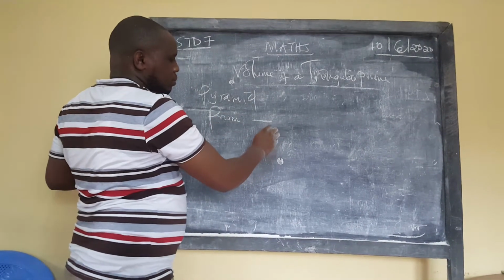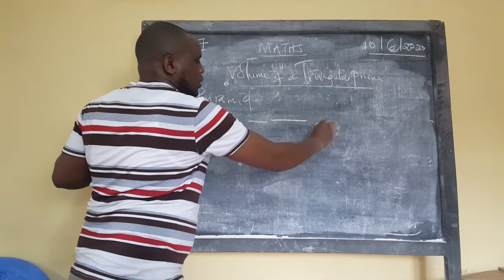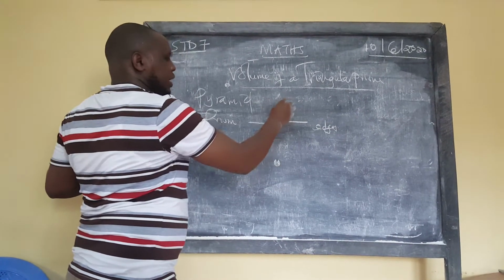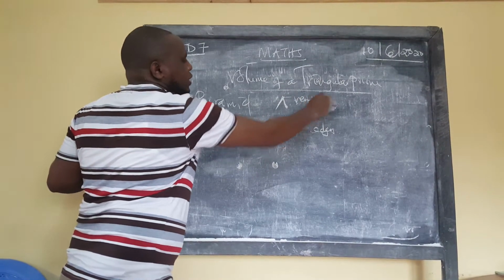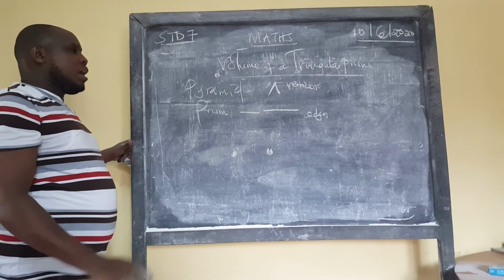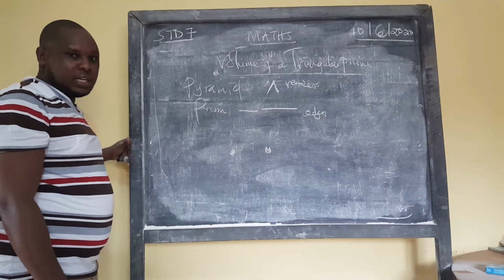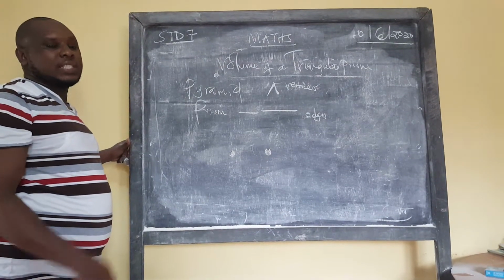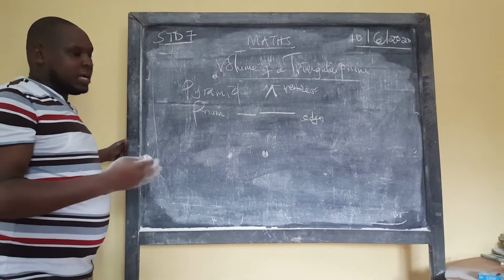A prism's endings are in terms of edges, but a pyramid's endings are in terms of vertices. So that is the difference. How it ends dictates whether it's a pyramid or a prism. And then the base tells you whether it's triangular, rectangular, or square prism, pyramid, and the like.